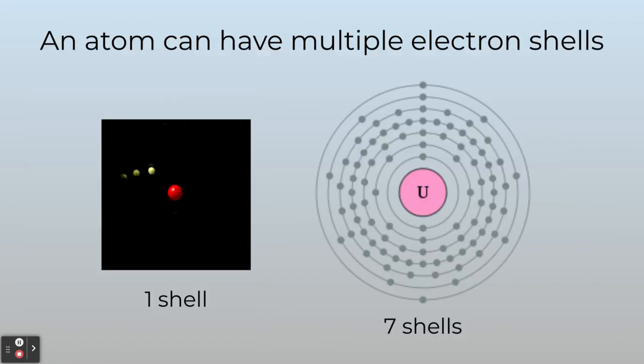Okay, so an atom can actually have multiple electron shells. In this animation, there's just one shell, like there's one area where the electron is. But bigger atoms, like this uranium atom, can have 7 shells. You can see these 7 circles here. So atoms can have 1 shell, they could have 2, 3, 4, 5, 6, or 7 shells.